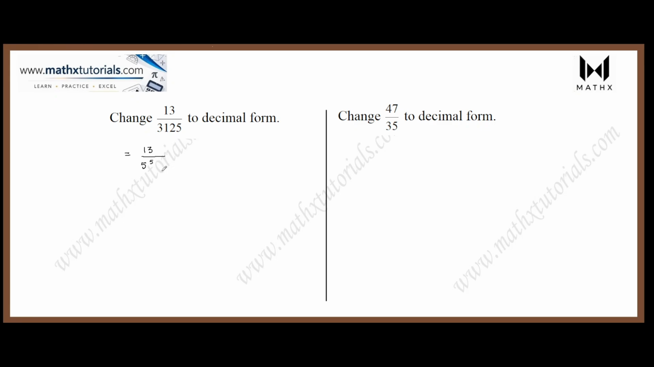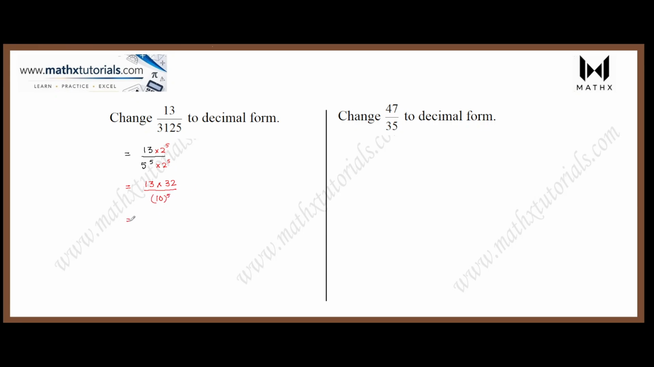Now, because we have 5 to the power 5, what we do is multiply it up and down with 2 to the power 5. So now the numerator becomes 13 times 2 to the power 5, which is 32, over, and the denominator becomes 5 times 2, that is 10, to the power 5.